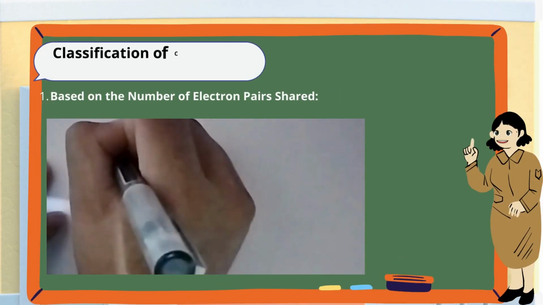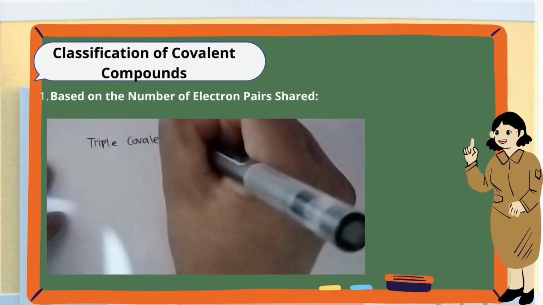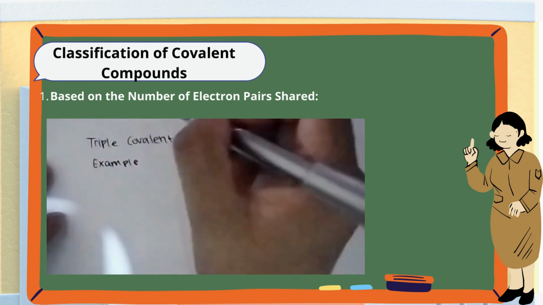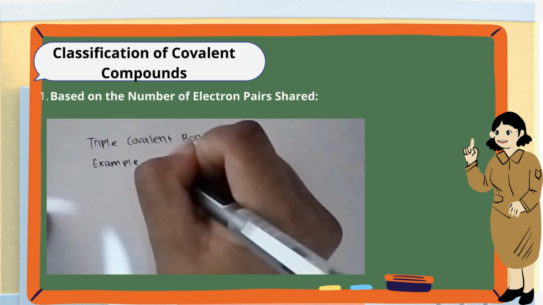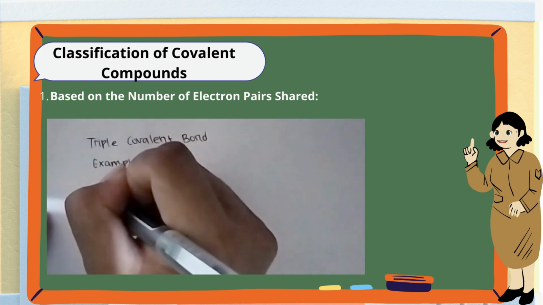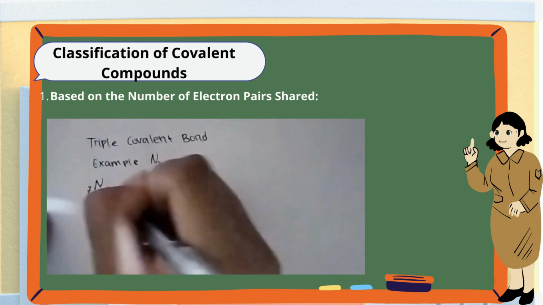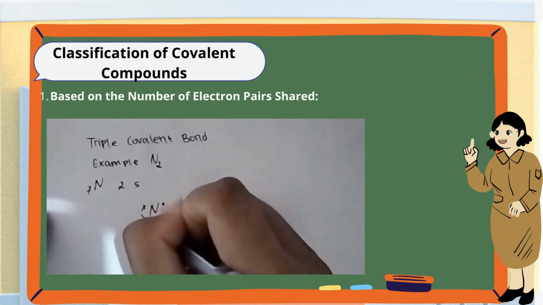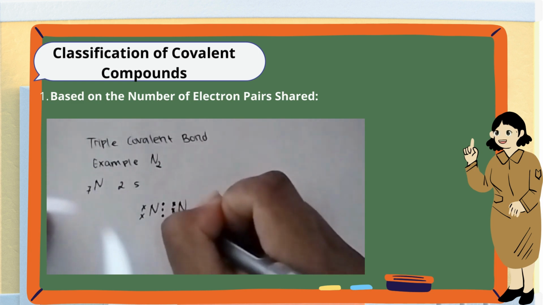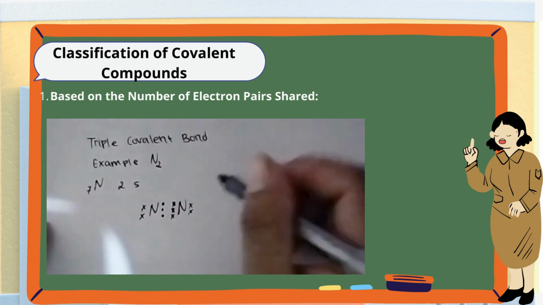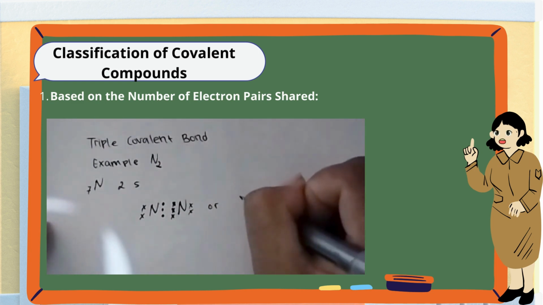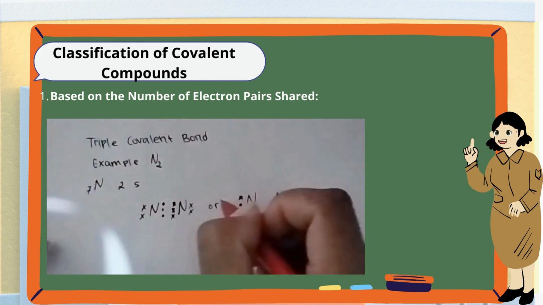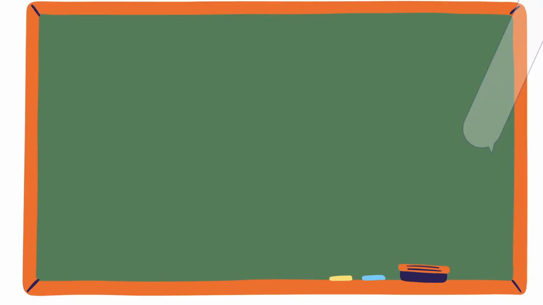The third is triple covalent bonds. It means formed from the sharing of 3 electron pairs. For the example, we can see the element nitrogen, where the atomic number of nitrogen is 7 and valence electron is 5. So it needs 3 electrons to achieve the stable octet. So the Lewis structure and triple covalent bonds we can see in the picture.